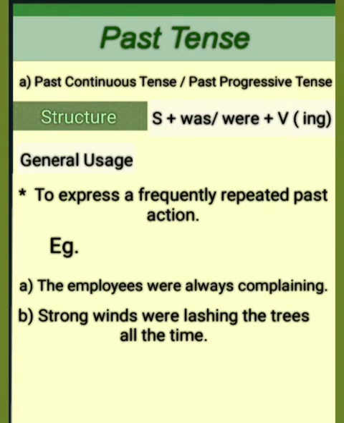Past continuous is also used to express a frequently repeated past action. For example, the employees were always complaining. Example number 2, strong winds were lashing the trees all the time.